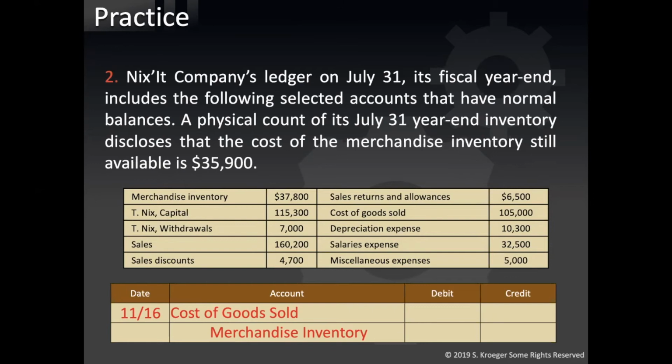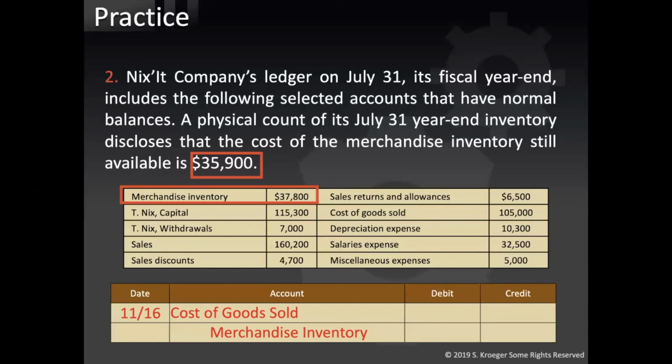First, we need to know what the inventory count was. When the inventory was counted, we found only $35,900 worth of inventory on hand. How much was there supposed to be? We can use the merchandise inventory account to tell us that. There was supposed to be $37,800 of inventory on hand.